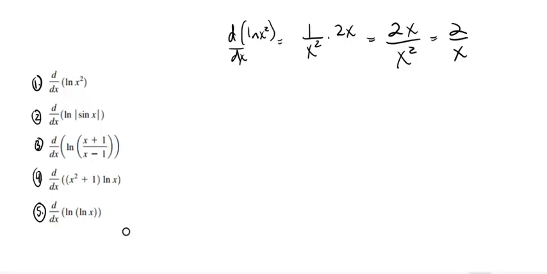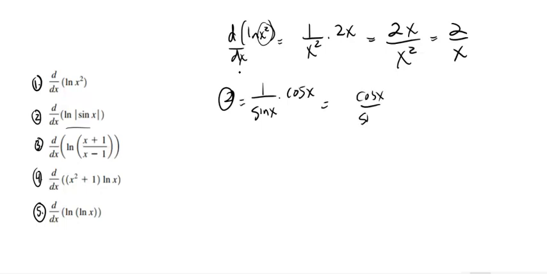Okay, and notice there's no absolute value bars here because x squared is always positive. Sine is not, so that's why they're including absolute value bars, but that's no big deal for us. We're going to handle it the same way. The derivative of the natural log of sine x is 1 over sine x, right? 1 over u times u prime. That's it. And if you're so inclined, that's your cotangent function.